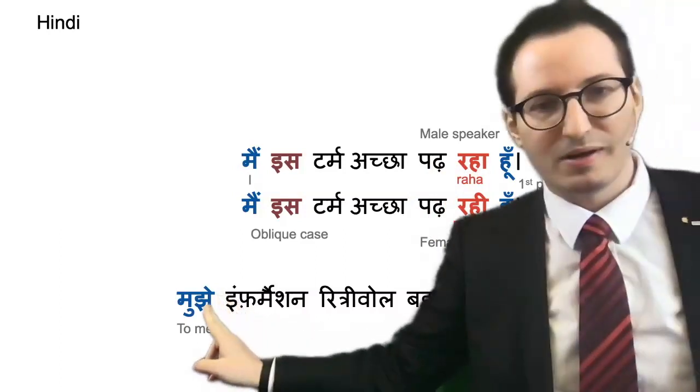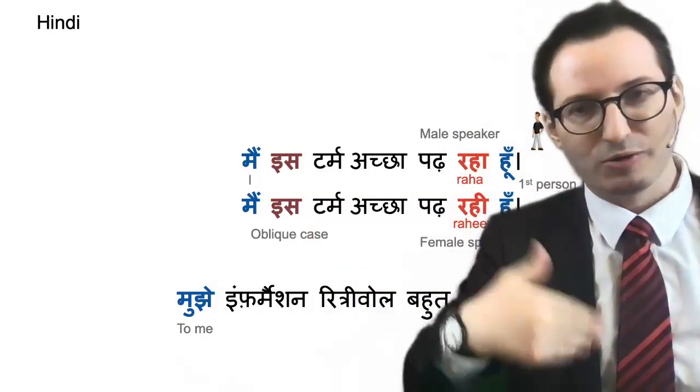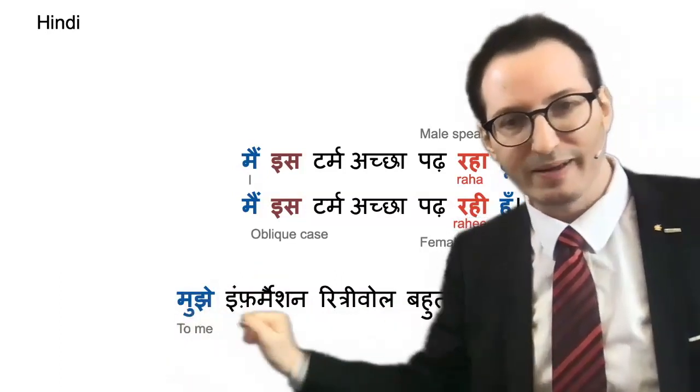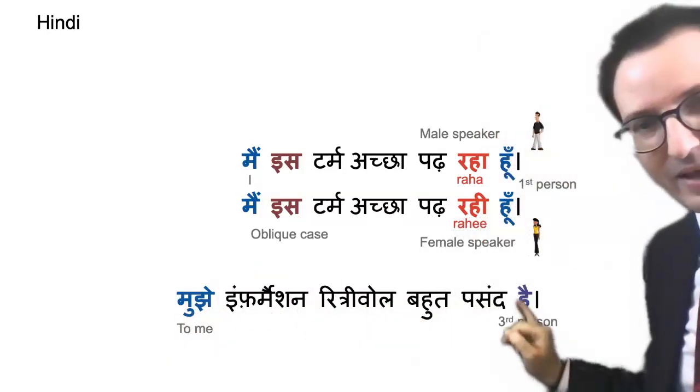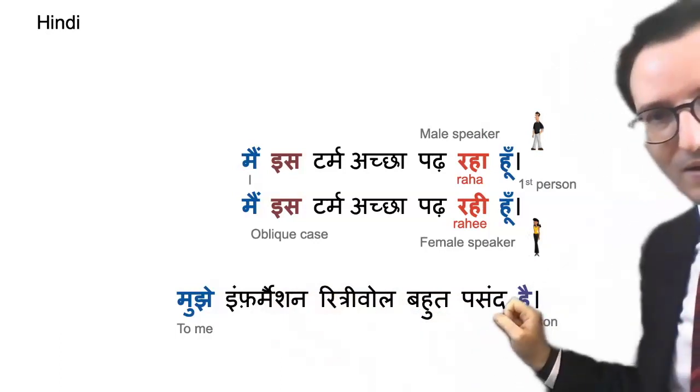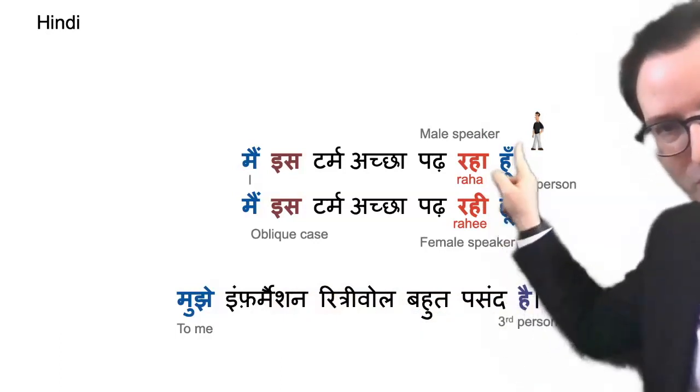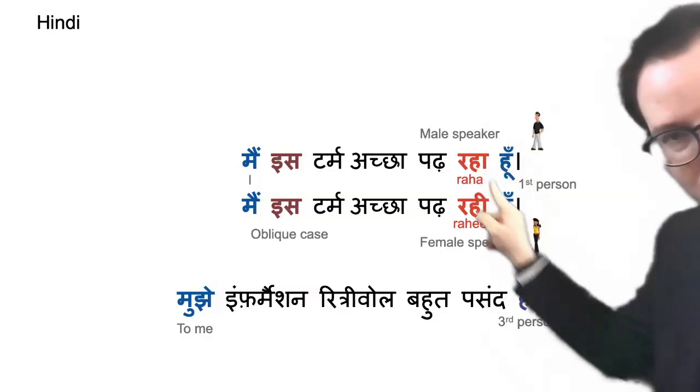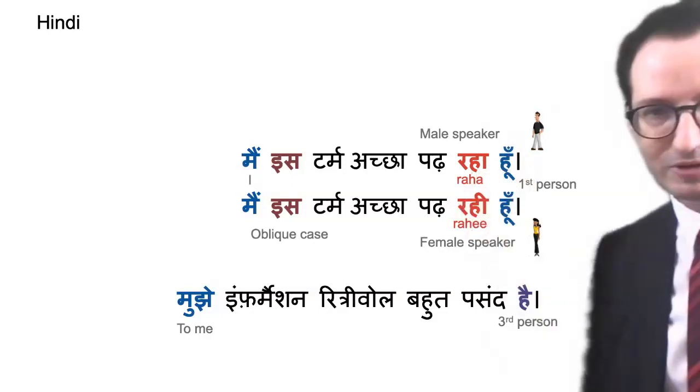Then you have declinations, just like in German, but there are only two. There is the main case and the oblique case. So this is to me, mujhe. I like information retrieval. And here, this is the first person. So you do have the conjugation of the person and of the gender.